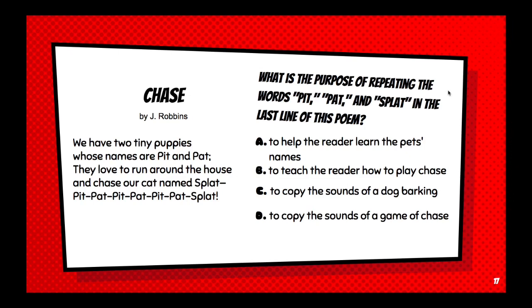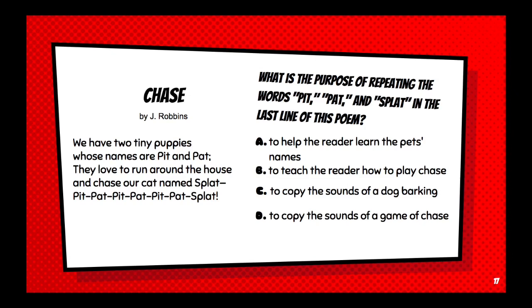What is the purpose of repeating the words pit, pat, and splat in the last line of this poem? So I need to go back and see what the poem was trying to do when it was repeating those sounds, pit, pat, and splat. So it says that they love to run around the house and chase our cat named Splat. The title of the text is also called Chase. So I think that it's emphasizing this whole running around and chasing the cat. And so I think that the pit, pat, splat kind of sounds like dogs running around or cats running around, right? So maybe it has to do with that. Let's take a look at the answer choices and see if it matches what we just came up with.